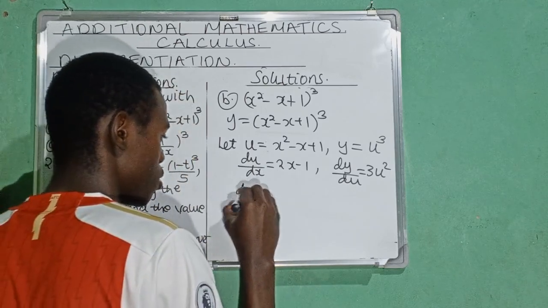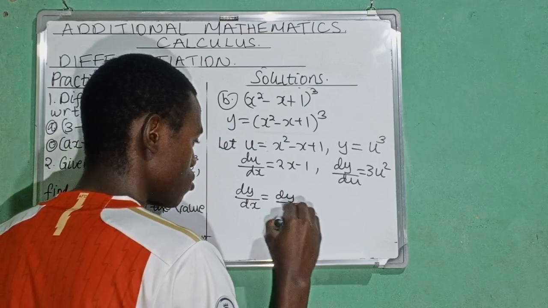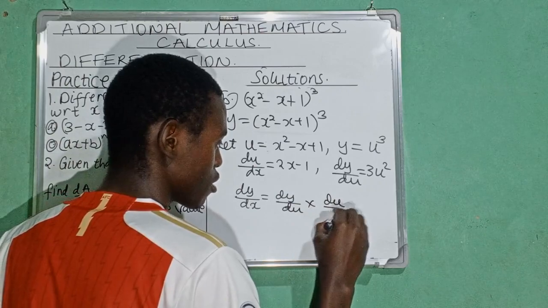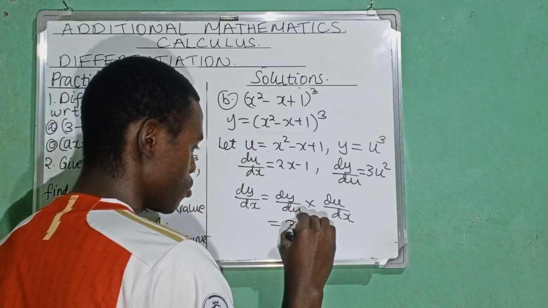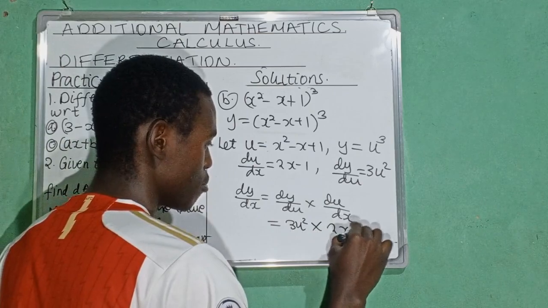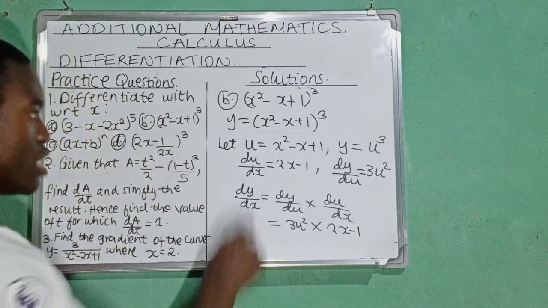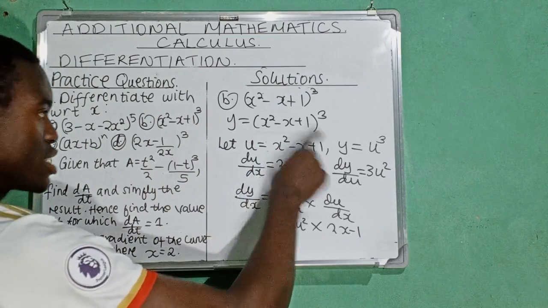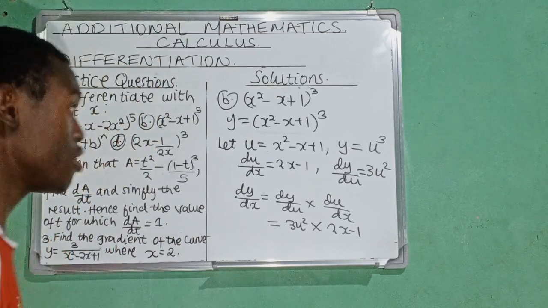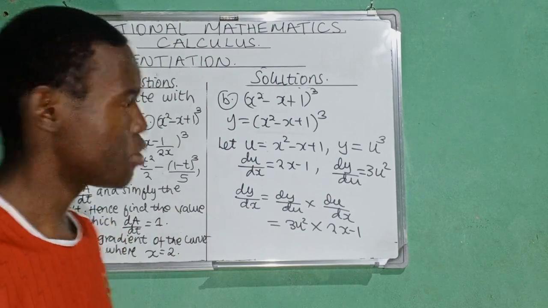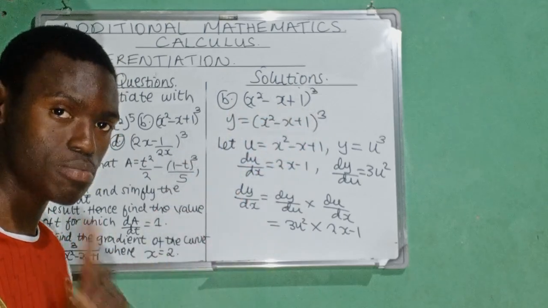Okay, to proceed, we need to write the chain rule. dy dx is equal to dy du multiplied by du dx. So your dy du is this right here, which is your 3u squared, multiplied by your du dx, 2x minus 1. Okay, so to proceed here, you need to remember that we said let u be equal to x squared minus x plus 1. In the question, there was nothing like u. If you look at this question, you can't see any letter u. So in our final answer, there shouldn't be u.